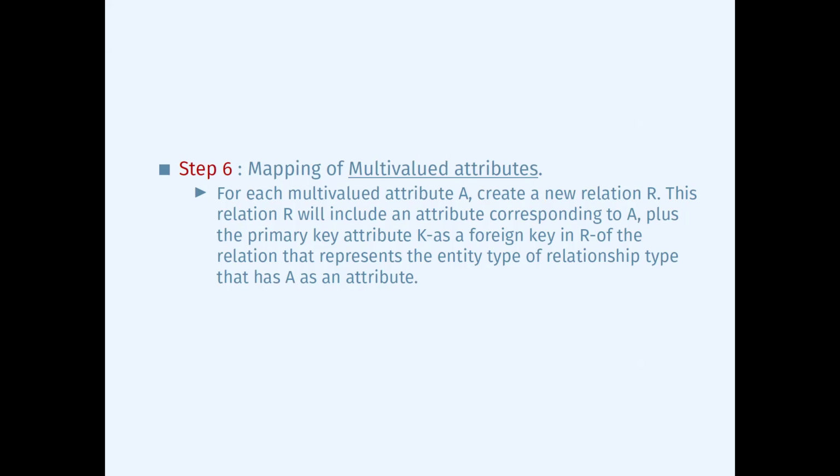So for a multi-value attribute, you can create a separate relation. You include all the attributes corresponding to A, plus the primary key attribute of K as a foreign key in R, the relation that represents the multi-valued attribute. So what it means is, when you have multiple values, you create a separate, new relation.